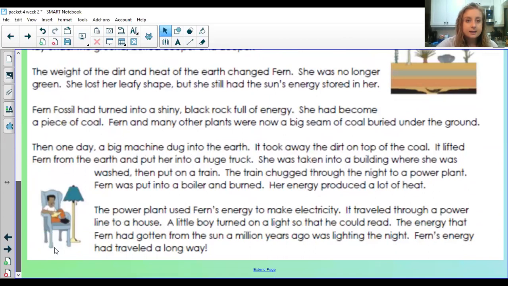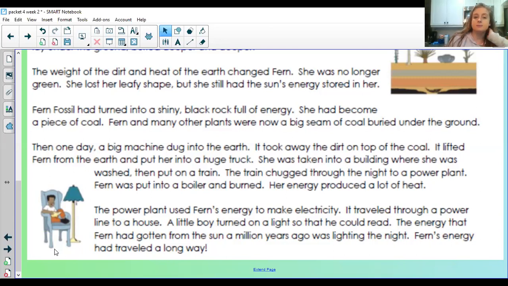The weight of the dirt and heat of the earth changed Fern. She was no longer green. She lost her leafy shape, but she still had the sun's energy stored in her. Fern Fossil had turned into a shiny black rock full of energy. She had become a piece of coal. Fern and many other plants were now a big seam of coal buried underground.